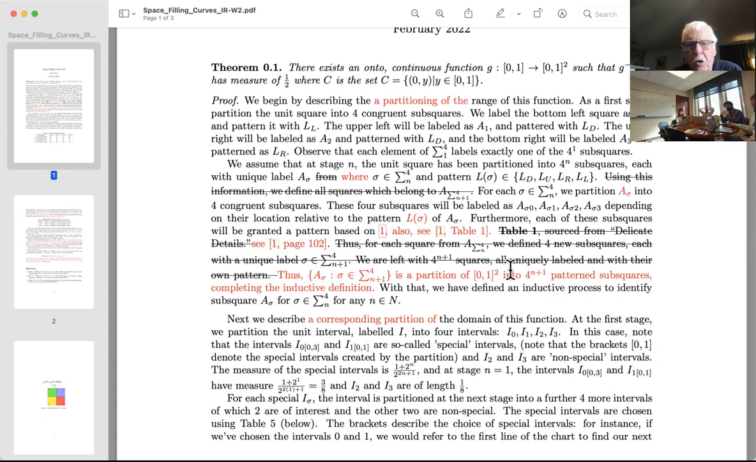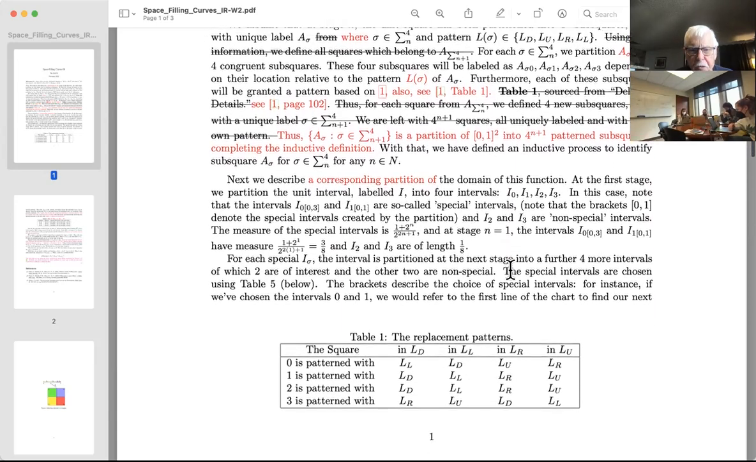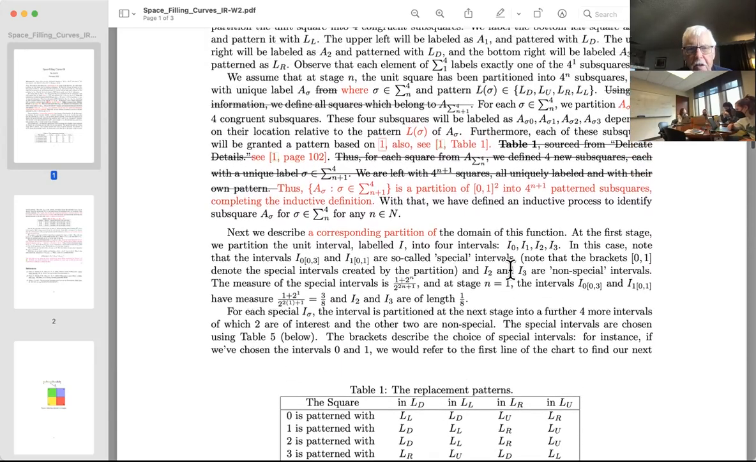So that's what we're going to do. These four subsquares are labeled like this, depending on their location relative to the pattern L sigma of A sigma. So what you wrote was not wrong. I just added the pattern for it. Furthermore, each of these subsquares will be granted a pattern based on, and it should be based on table one, I think.